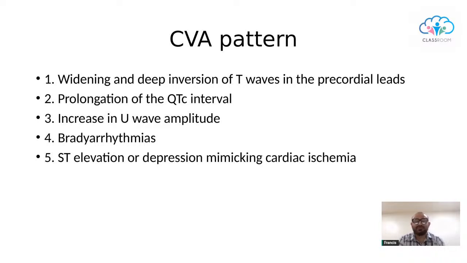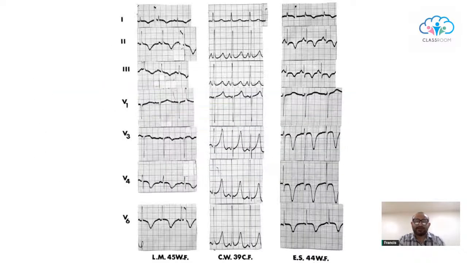starting from the most frequently seen changes, which would be the widening and deepening of T waves in precordial leads. QT prolongation is also fairly common. You will see an increase in U wave amplitude as well, especially in these patients who develop bradycardia. Bradycardia is also very common because of Cushing's reflex. ST elevation or depression, mimicking an MI, can also be seen.